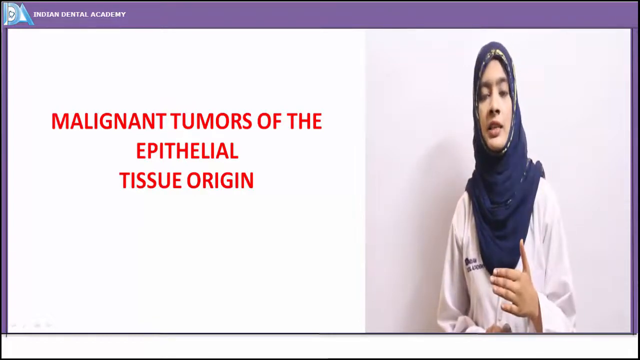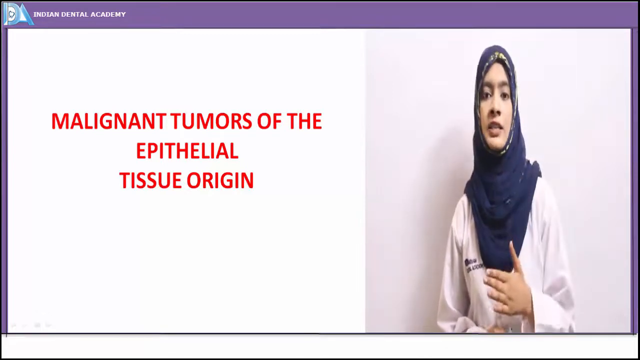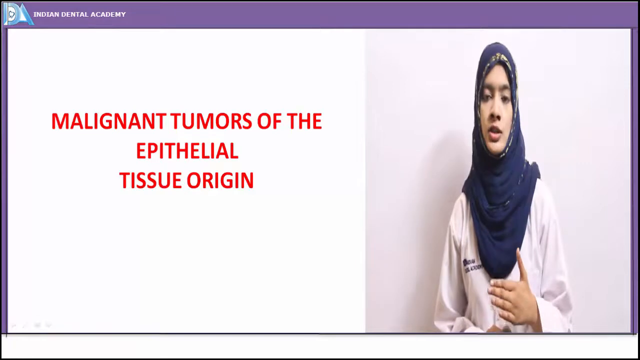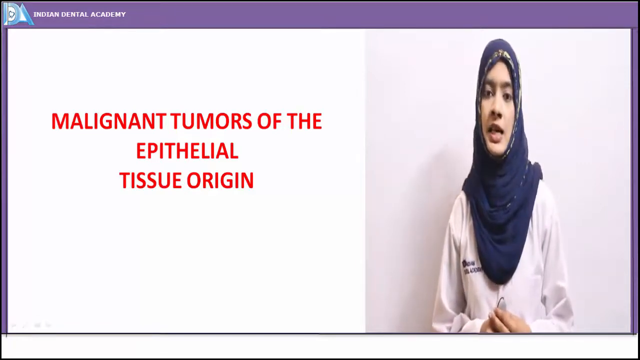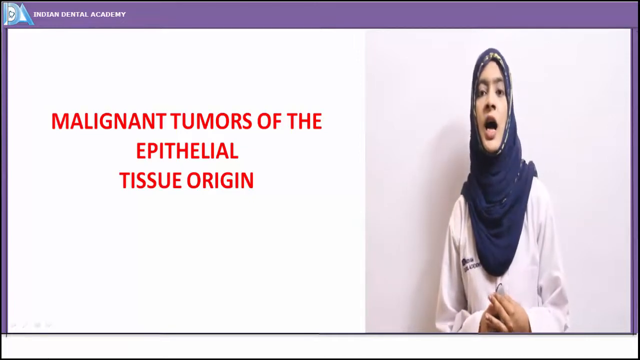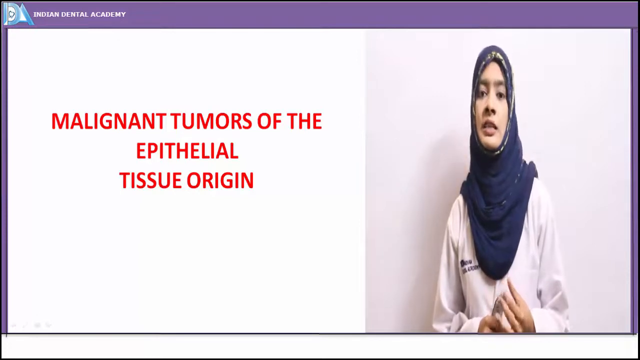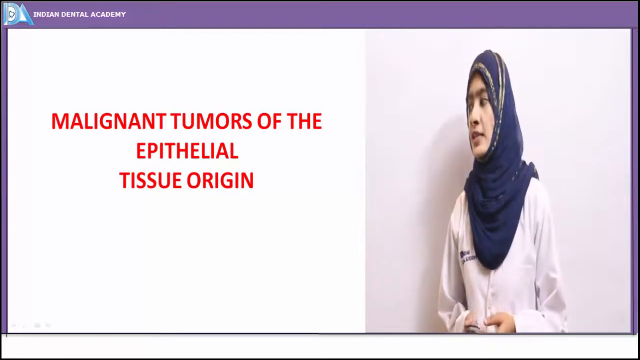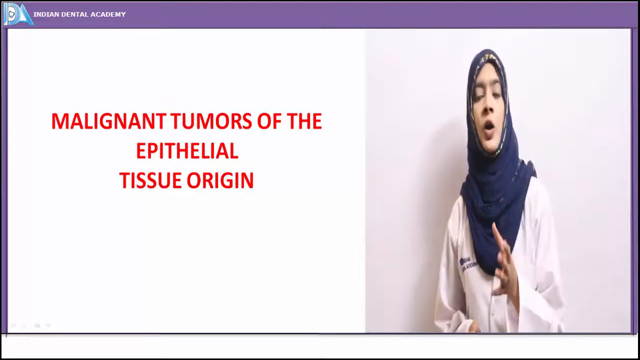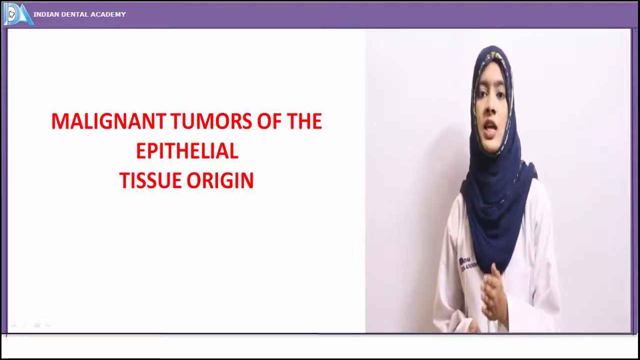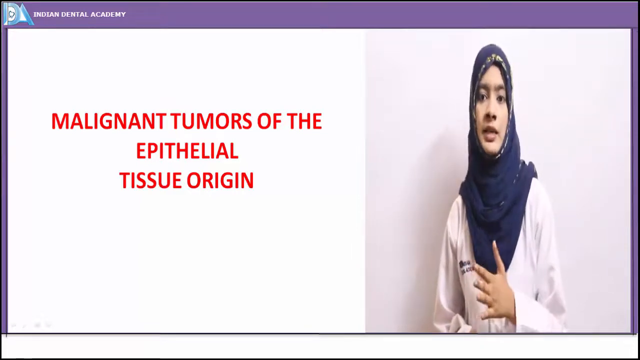Okay, we'll see the malignant tumors arising from the epithelial tissue origin, and even the malignant tumors arising from the connective tissue origin. So for the malignant tumors of epithelial tissue origin, we will be studying basal cell carcinoma, squamous cell carcinoma, verrucous carcinoma, carcinoma in situ, and even malignant melanoma. Basically, we'll study the general characteristic features of the tumor, along with the characteristic histologic features and the oral symptoms or presentations of that particular epithelial malignant tumor.